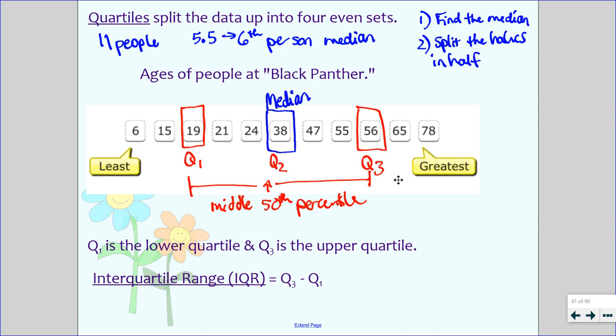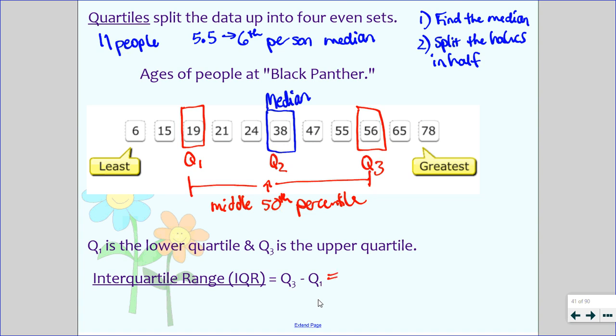The way to quantify this middle 50th percentile is to calculate what is called the interquartile range, or the IQR. The IQR is a range which describes the middle 50% of the data. And so it's not the whole range, it's not the highest minus the lowest age in there, it's the range of the middle of the data.